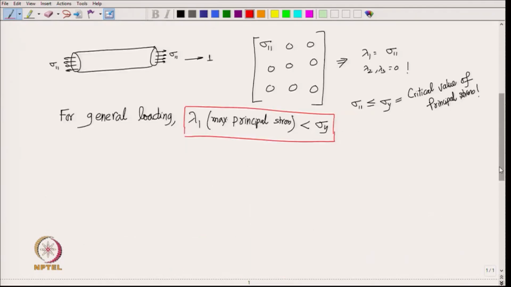Okay. But this theory has got limitations. It was not able to explain several things. For example, you take a spherical ball and apply a lot of pressure to it. It was found that it can sustain a lot of compressive load, but it does not sustain tensile load.